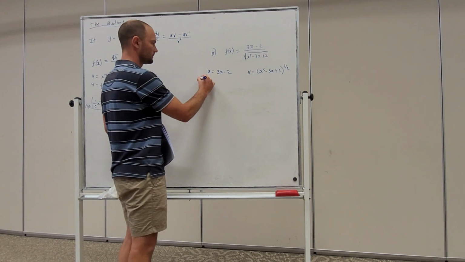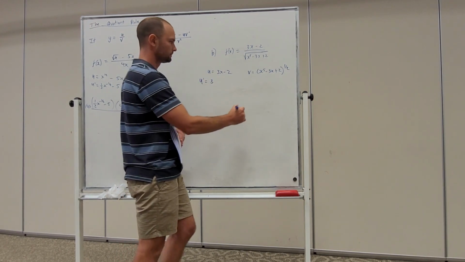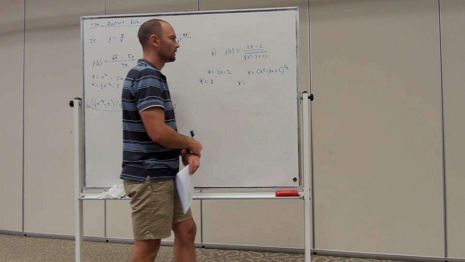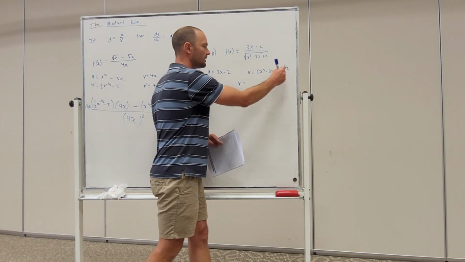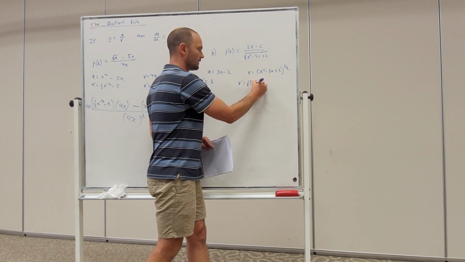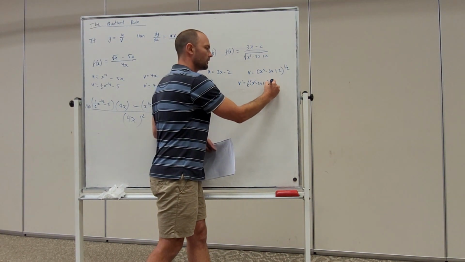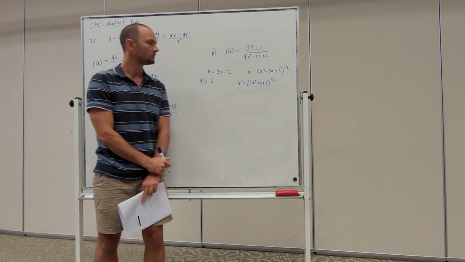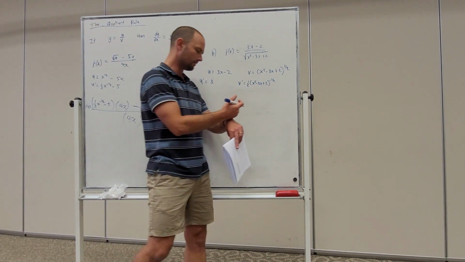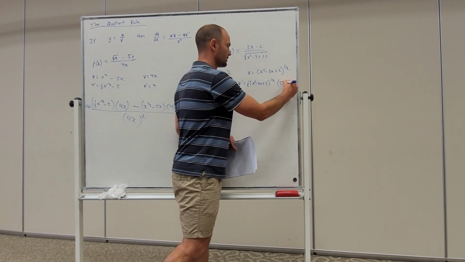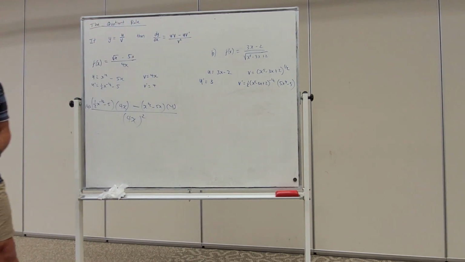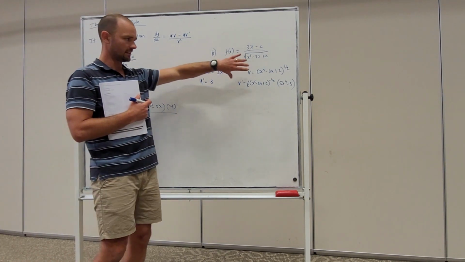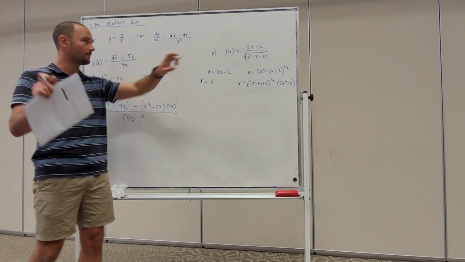So u dash will be 3. And then for v dash, we're going to need to use the chain rule. We have a function to the power of n. So we'll go n f of x, n take 1, and then multiplied by f dash of x. Okay, so u dash, v dash, get that part right, and then you just type it in according to the quotient rule.